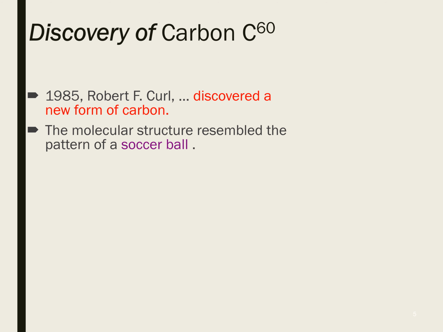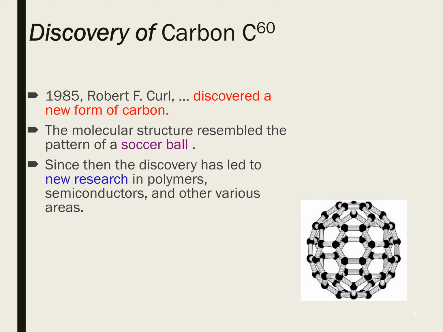Discovery of carbon C60. In 1985, Robert Curl discovered a new form of carbon, in which 60 or 70 carbon atoms could cluster together to form a cage-like molecule. The molecular structure resembled the pattern of a soccer ball or the geodesic design of Buckminster Fuller, thus the name buckyballs or fullerenes. Since then, the discovery has led to new research in polymers, semiconductors, and other various areas, and the founders received the Nobel Prize in 1996.